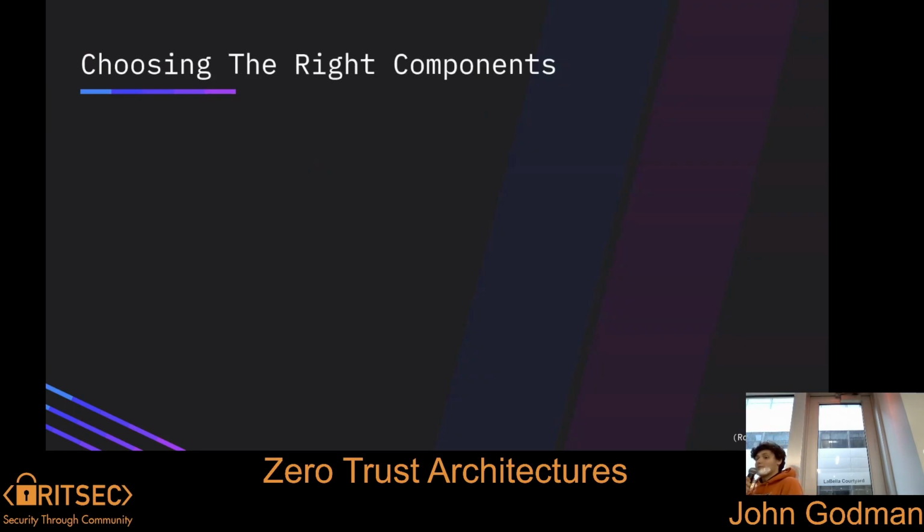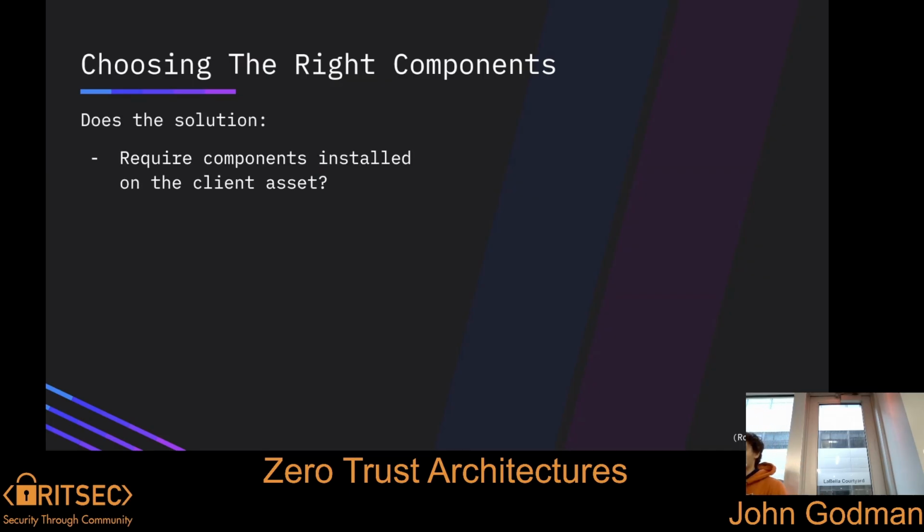As I said, there were a lot of options. Well, how do we actually choose what option is right for us? Special Publication 800-207 outlines these questions for choosing components. I've paraphrased them slightly, but they essentially ask the following. Firstly, does the solution require components to be installed on the client asset? This is important to consider if we're using non-enterprise owned assets, like in a bring your own device office setting where employees are bringing their own laptops to use.